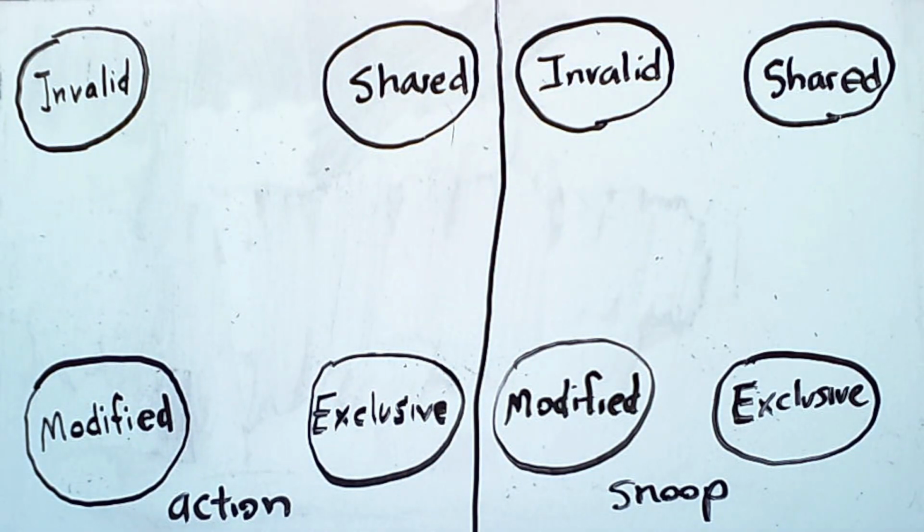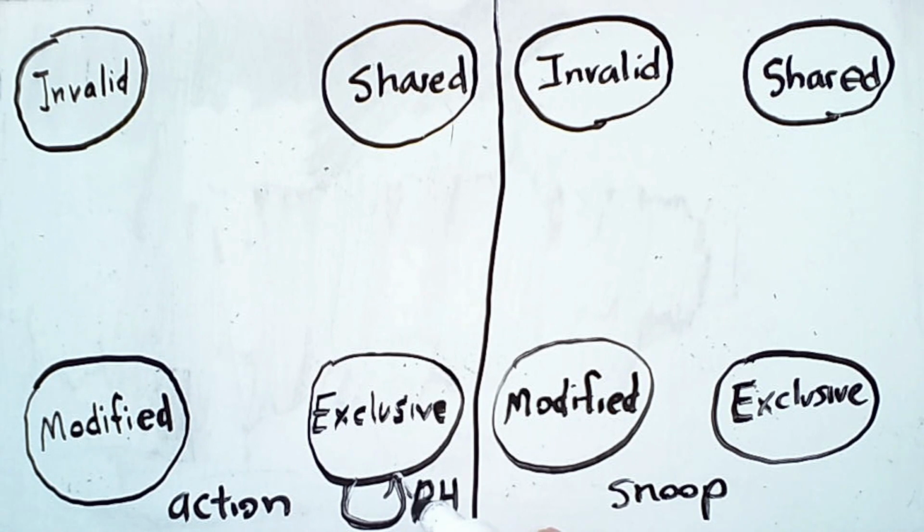For starters, if a cache line is in an exclusive state and a read occurs, what we call a read hit, then that'll cause it to simply stay in this same state. RH is for read hit. Snooping caches won't respond to this because they can't contain a cache line that is exclusive to some other cache.